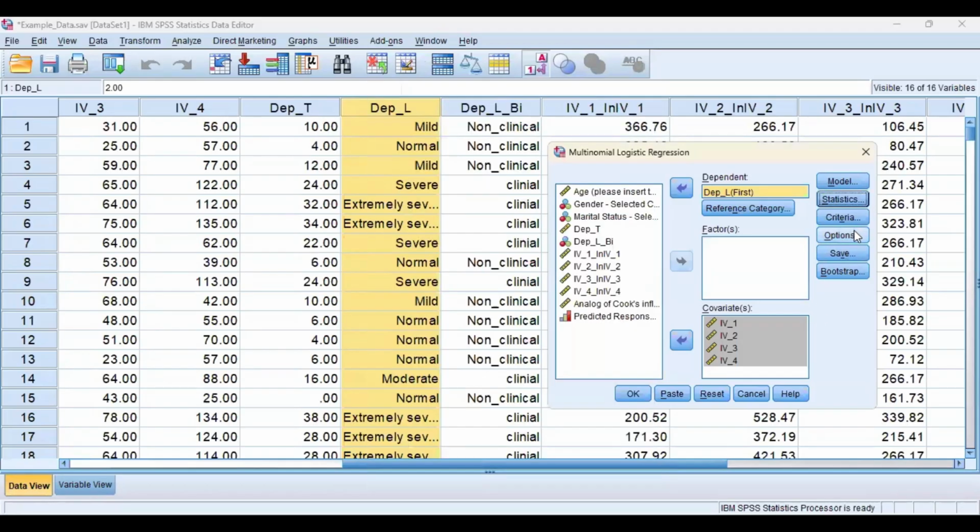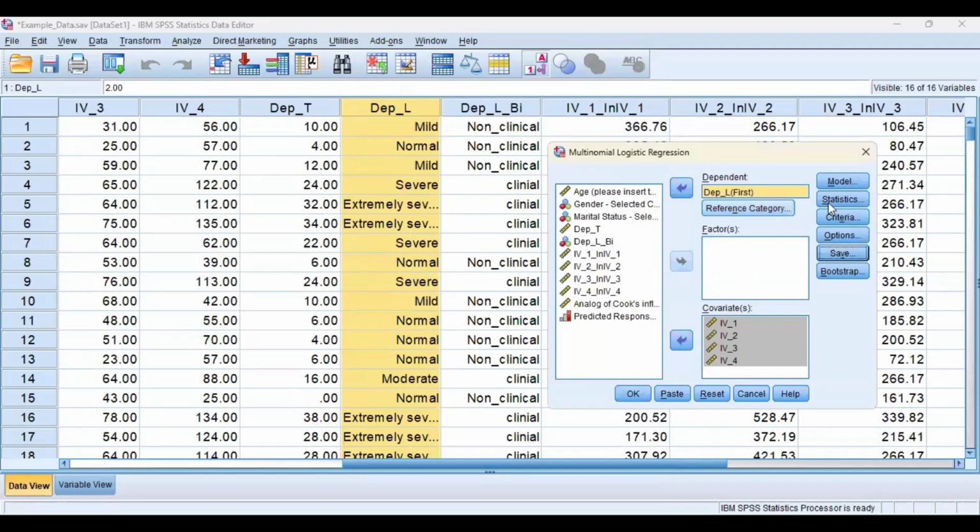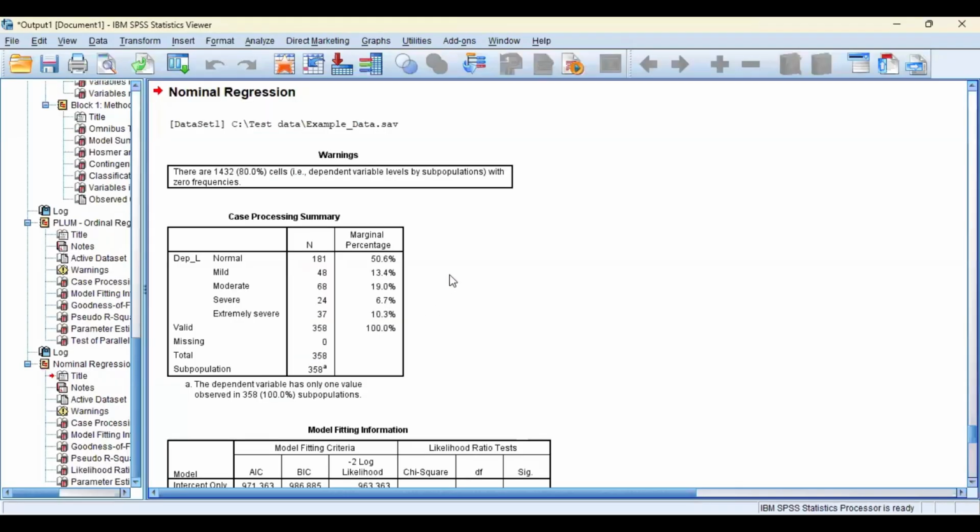And for criteria, definitely nothing else that you need to do. And also for save, as you see, unlike the binary logistic regression, we don't have coefficients here. So nothing else. That's all that you needed to do for multinomial logistic regression.